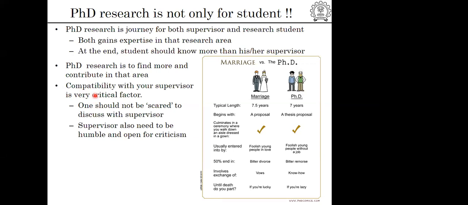But later on, when I experienced my PhD, and also when I came back here as a professor, what I realized is that the student must not be afraid of asking questions and discussing problems with the supervisor. That's a very, very key thing, because if the student is not really open with his supervisor, then there will be issues.